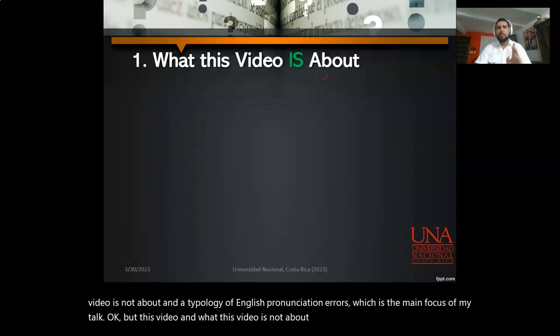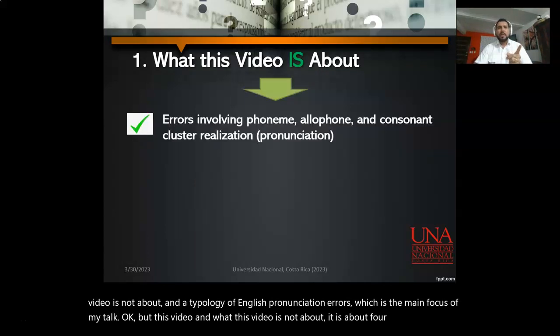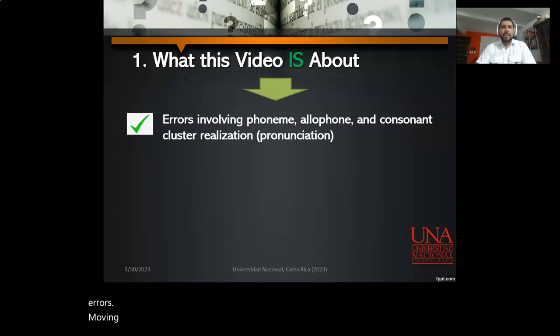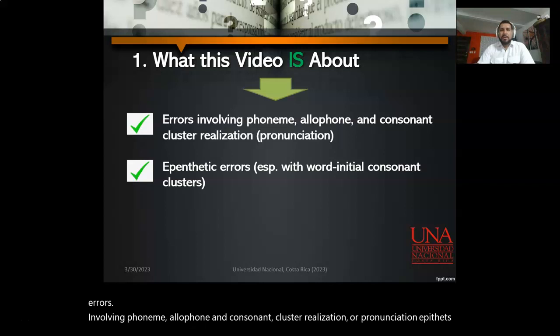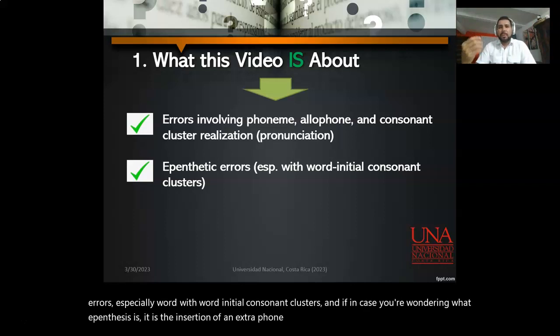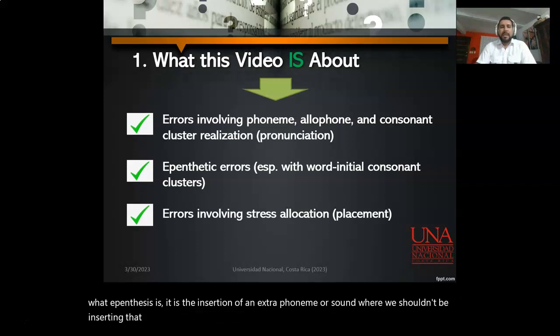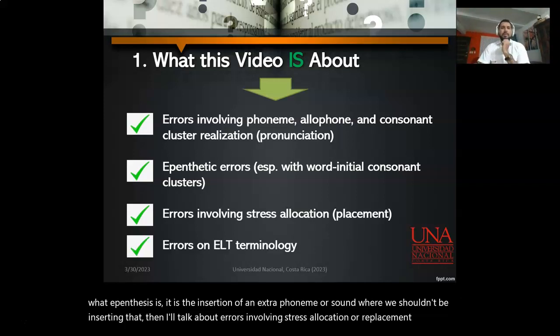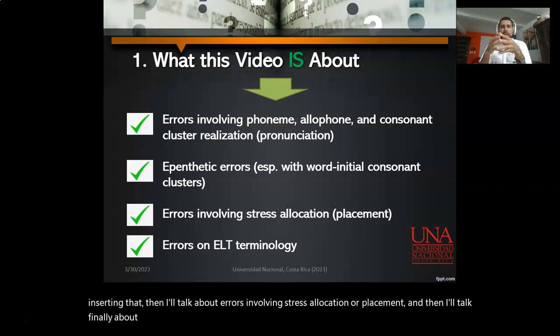It is about four main things. Number one, errors involving phoneme, allophone, and consonant cluster realization or pronunciation. Epenthetic errors, especially with word initial consonant clusters. And in case you're wondering what epenthesis is, it is the insertion of an extra phoneme or sound where we shouldn't be inserting that. Then I'll talk about errors involving stress allocation or placement. And then I'll talk finally about errors in ELT terminology. That is errors that happen when we are doing English language teaching.